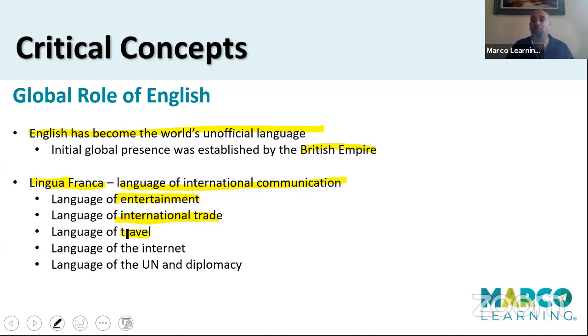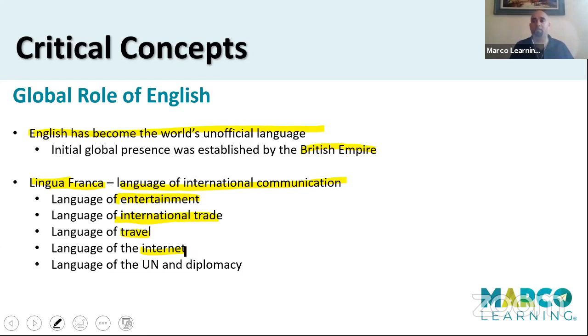If you have gone on an international flight, they typically will say the announcement in the language of that airline and then repeat it again in English, all right? Also, if you're going through customs, they all speak English. Aviation happens in all English, all right? Around the world, the pilots are communicating with air traffic control in English. It is also the language of the internet. An overwhelming amount of internet content is produced in English, all right?